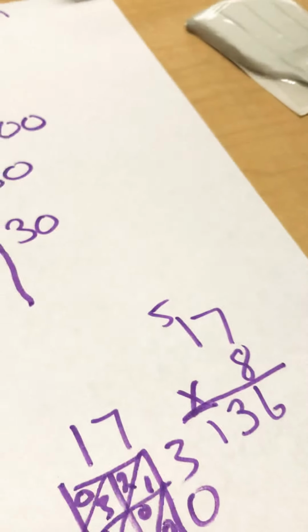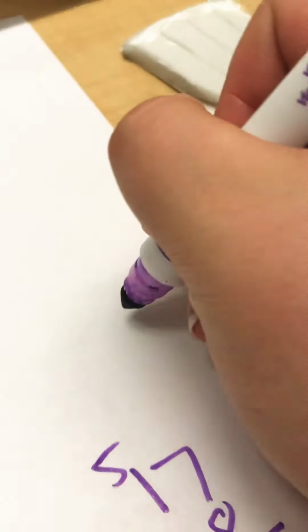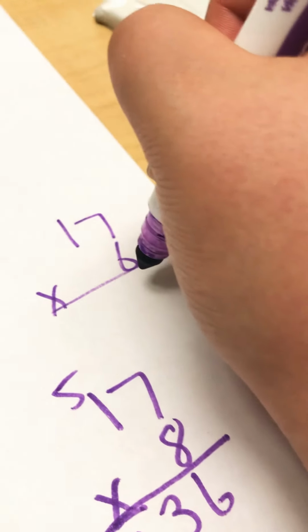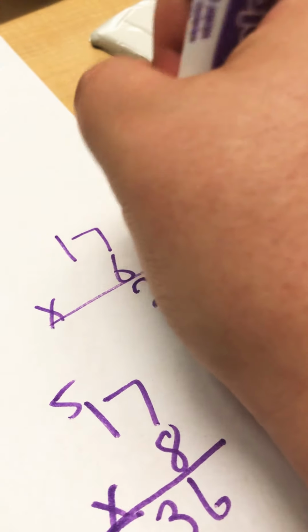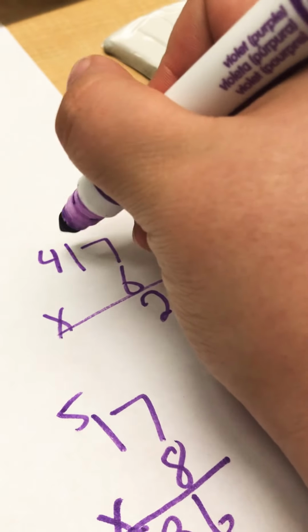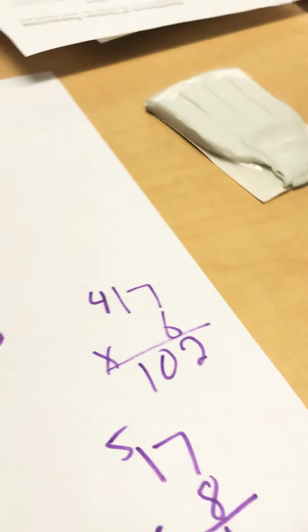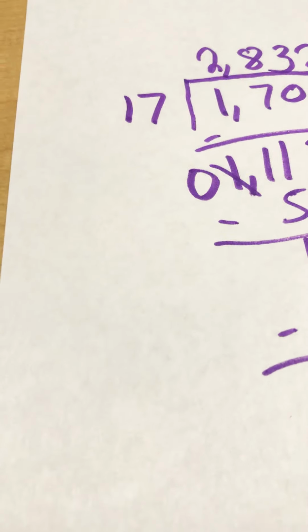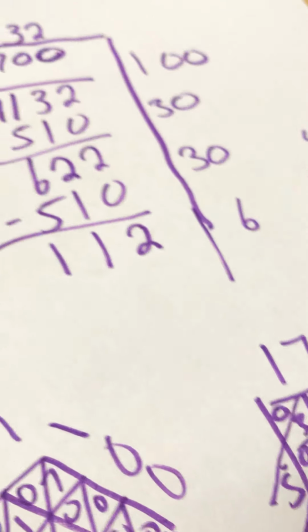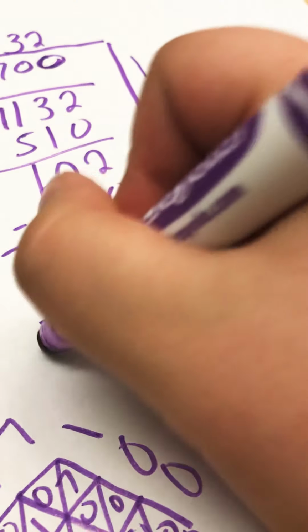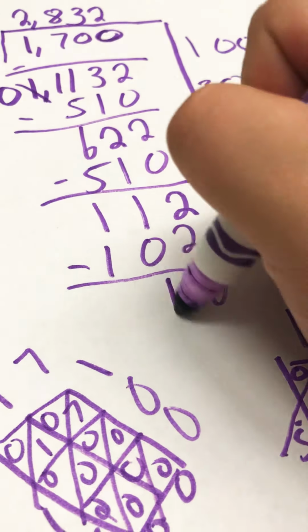So let's try 17 times 6. Again, just our standard multiplication setup. 6 times 7, we know is 42. 6 times 1 is 6 plus 4 is 10. 102 is smaller than 112. So we'll put our 6 over here on this side, right there. Then we'll do 102 and subtract. So we've got 0, 1.